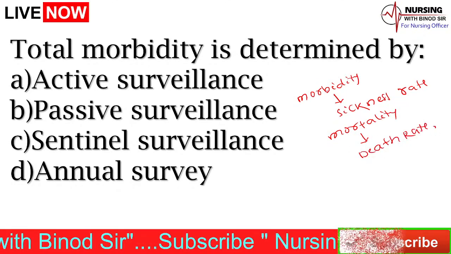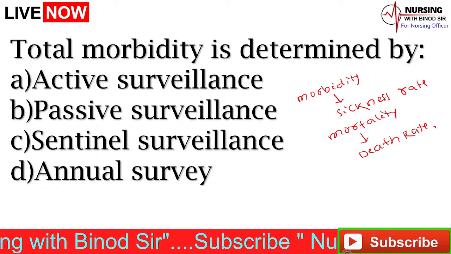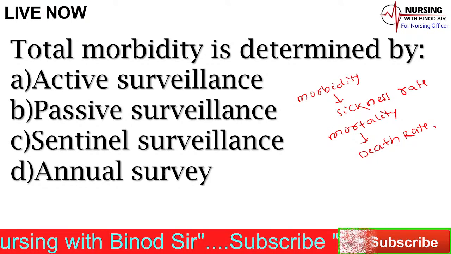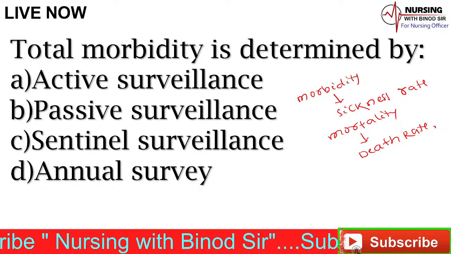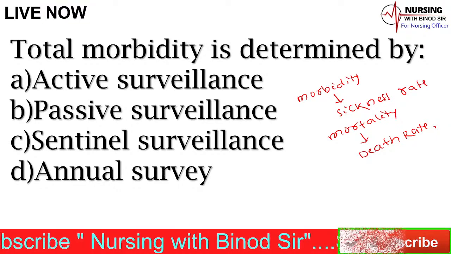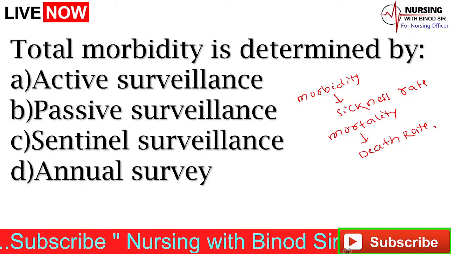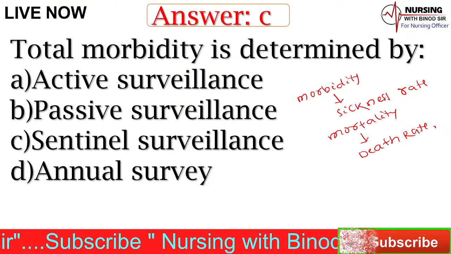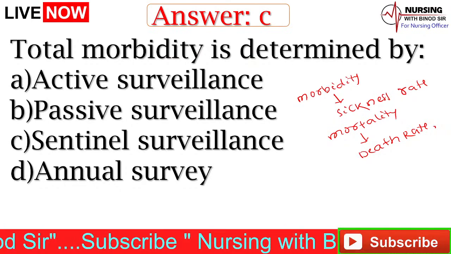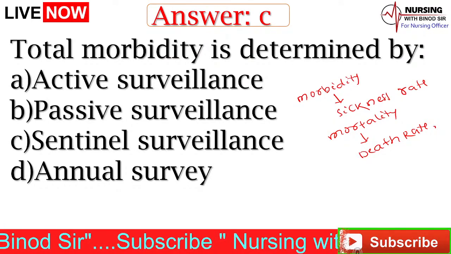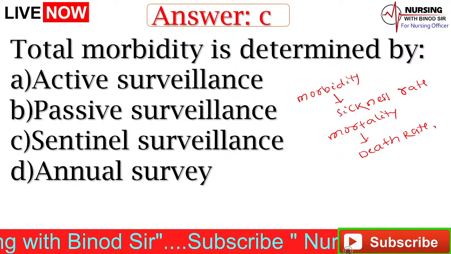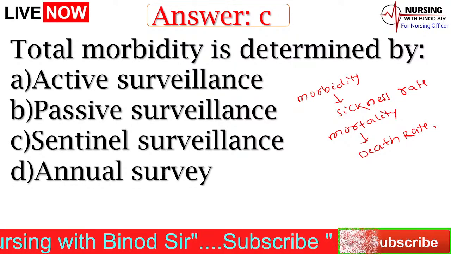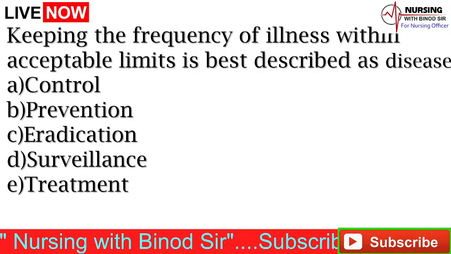So, what kind of surveillance is it? Put your right response in the chat box. You must remember here. The answer will be sentinel surveillance. Total morbidity is determined by sentinel surveillance. You all have to remember this one. Now we'll come back to the next question.